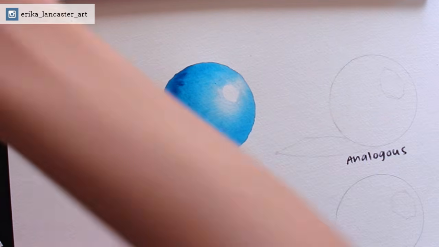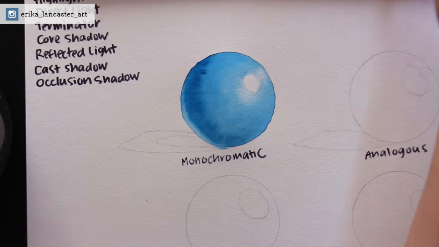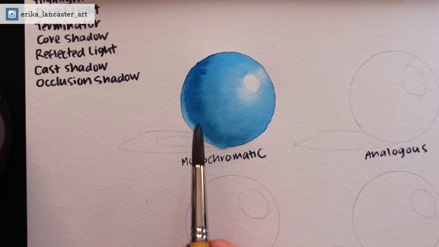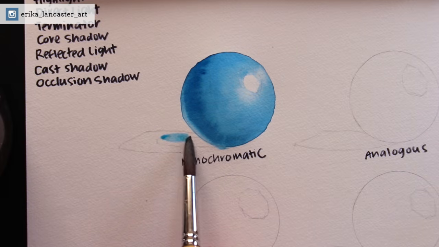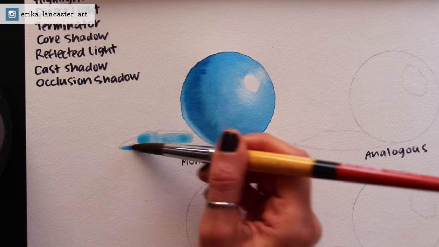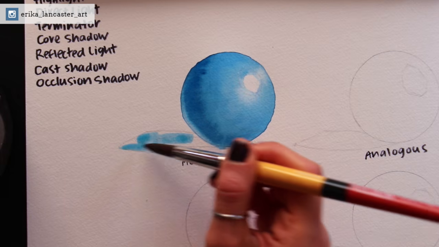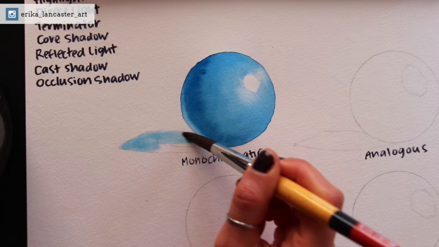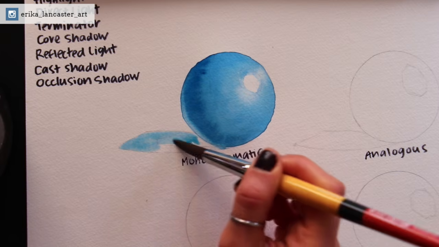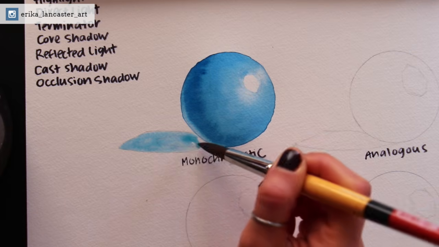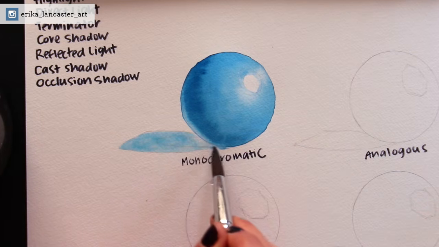If you don't want the color inside of your sphere and the color for your cast shadow and occlusion shadow shapes to merge together, I would highly recommend allowing that sphere to dry completely before painting in these sections. And what I'm gonna do right here is start painting in the cast shadow and the occlusion shadow. So I just went in initially with a light pale translucent phthalo blue there, and I'm painting in the entire cast shadow shape.